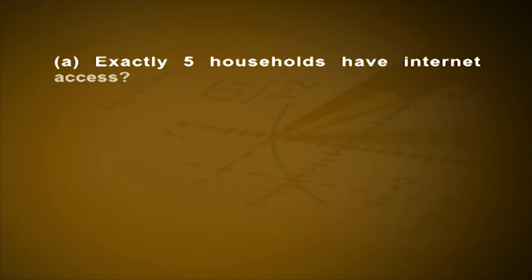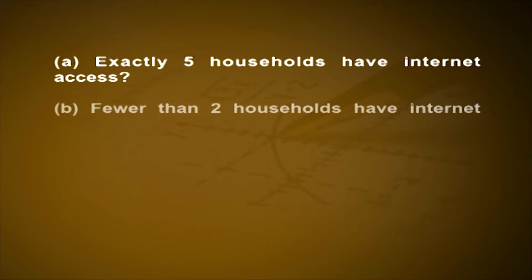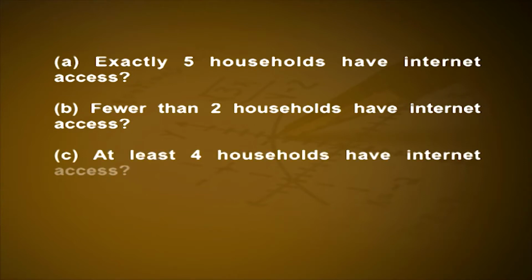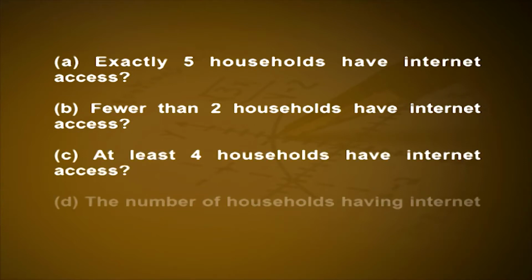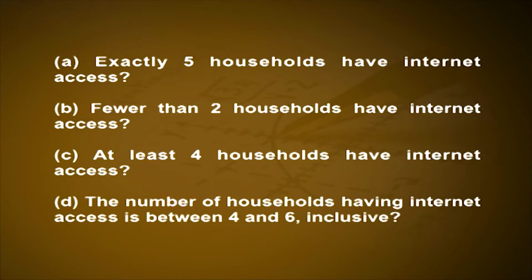Problem 1. 56% of all households of a city have internet access. In a random sample of 10 households, what is the probability that exactly 5 households have internet access, fewer than 2 households have internet access, at least 4 households have internet access, and the number of households having internet access is between 4 and 6 inclusive.